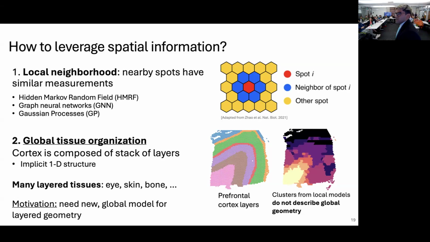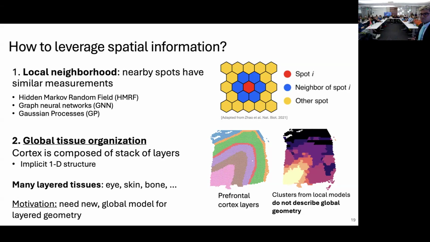But in many tissues, you actually have a global structure. For example, in this cortex that I showed before, you can see there's this layered 1D structure. You have these layers stacked on top of each other. And in our body, we have many layered tissues. For example, the eye has layers, skin has 3 layers, and your bone has concentric layers. But these local methods often can't describe this global geometry. For example, here's one output of one of these local clustering methods, and you see it's not totally capturing this 1D structure.